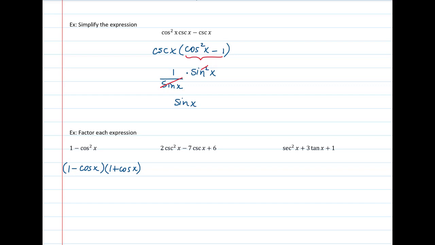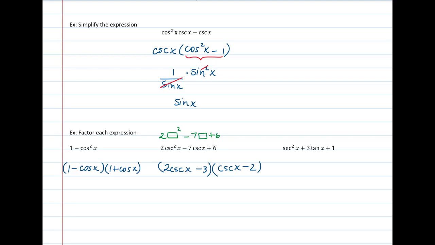Now on the next problem, we have something that looks like a quadratic. If you didn't identify the pattern, let me replace cosecant of x with a box here. Remember, that used to be our x or our variable in algebra, but it has that same quadratic form. So we're going to go ahead and factor this quadratic in cosecant. Factoring this quadratic-like expression, we get 2 cosecant of x minus 3 times cosecant of x minus 2.